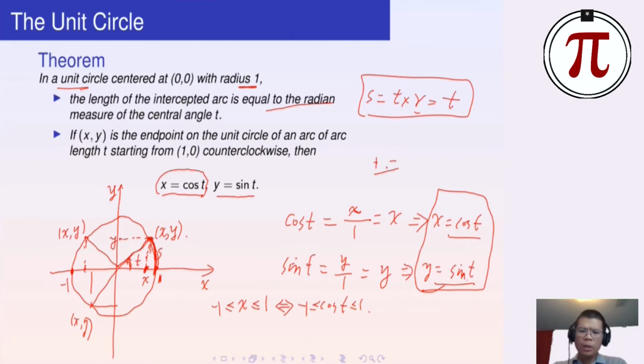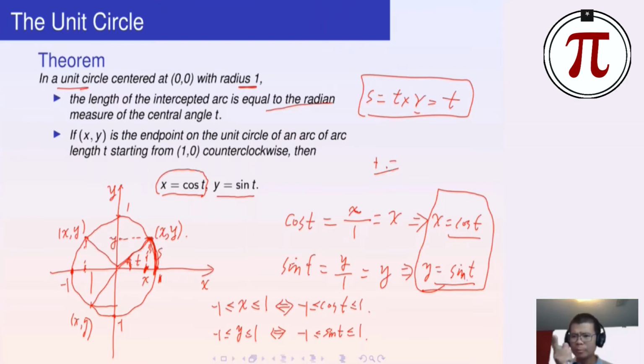And similarly, what about y? What is the range of y? It is -1 to 1 as well, because it is a unit circle centered at (0, 0). So y is also in between -1 and +1. Since y is the sine of t, we also have sine of t greater than or equal to -1, less than or equal to +1.